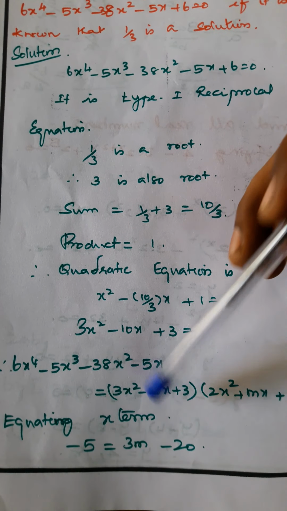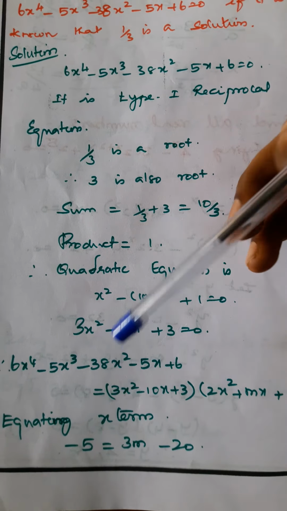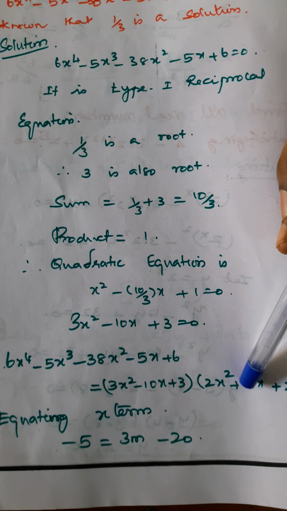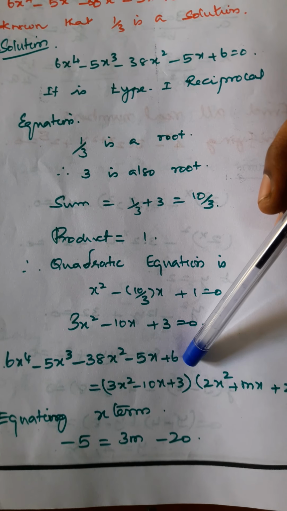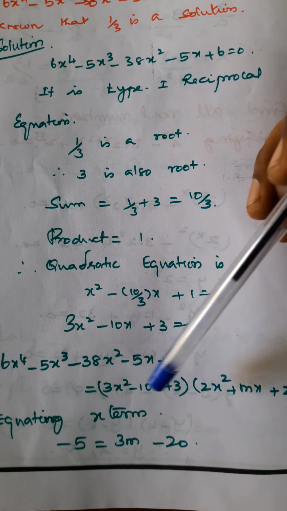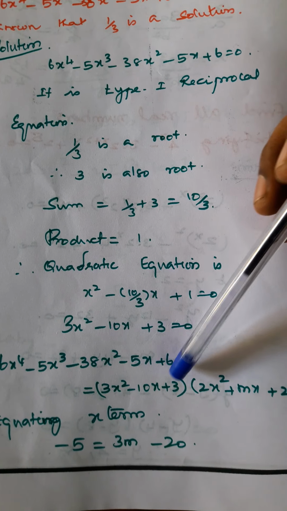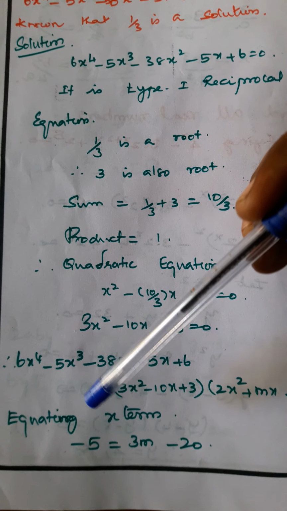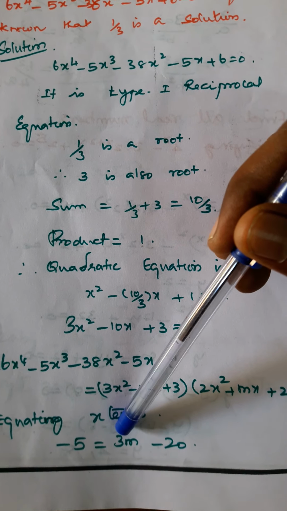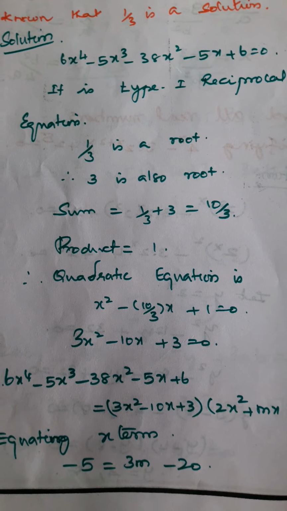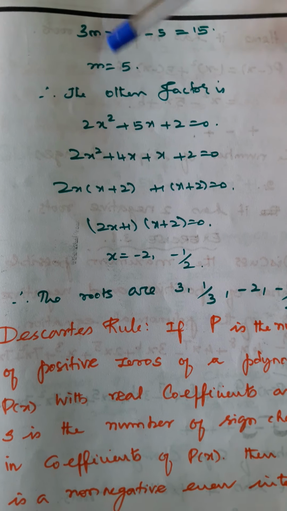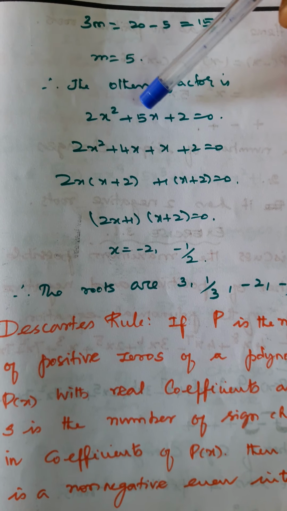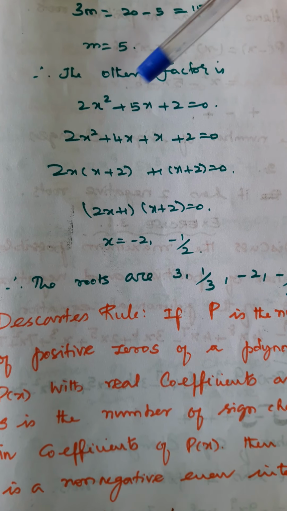Equating the x term: minus 5 equals 10 into 2. You will get 1x term from 3 into m, and 1x term from 10 into 2. So minus 5 equals 3m minus 20. So your m takes the value 5. The other factor is 2x square plus 5x plus 2 equal to 0.